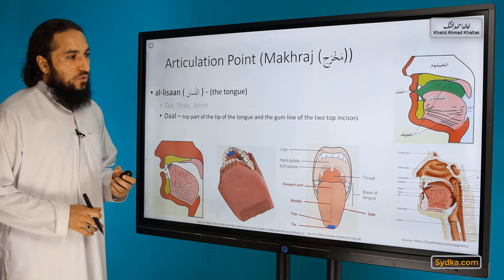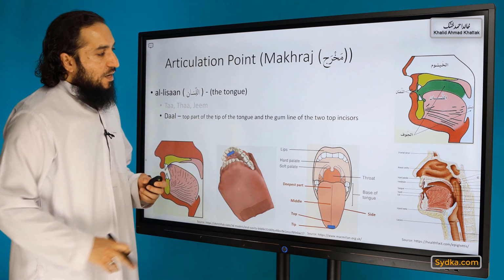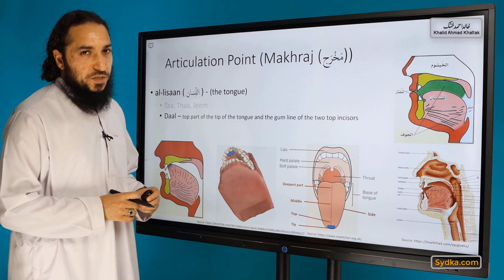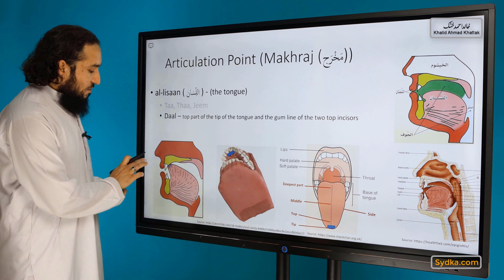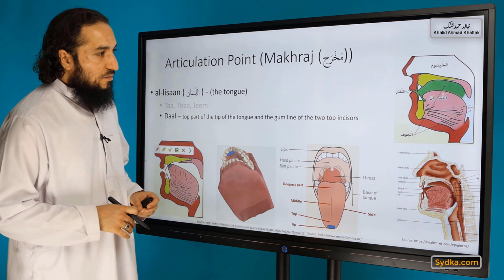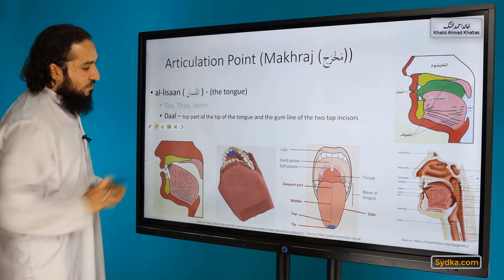So what is the articulation point? It says the top part of the tip of the tongue and the gum line of the 2 top incisors. So if you see, that is quite similar to the one we have studied before, but the difference would be the sifat that causes a difference in the 2 different letters. So let me explain that to you.